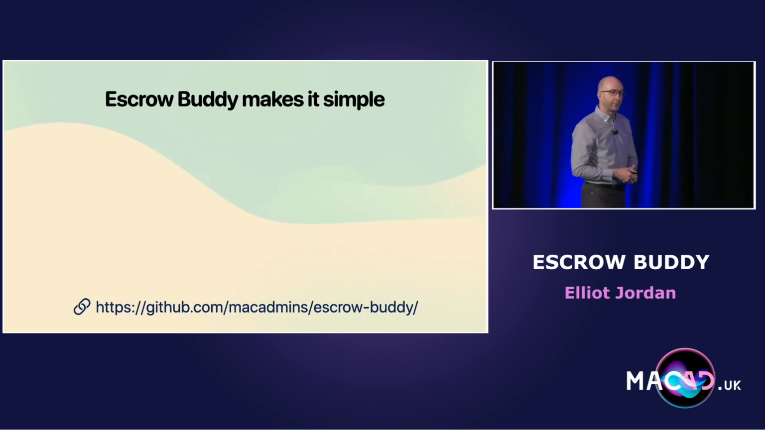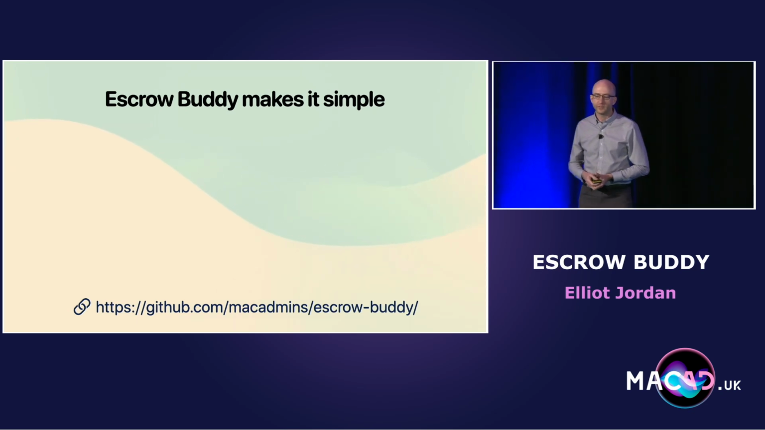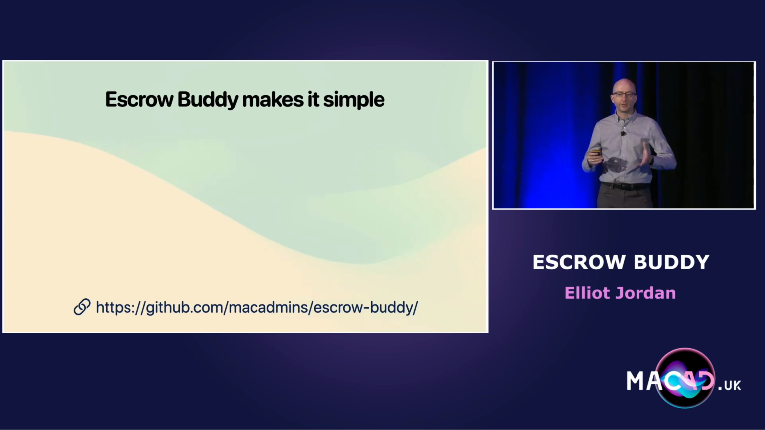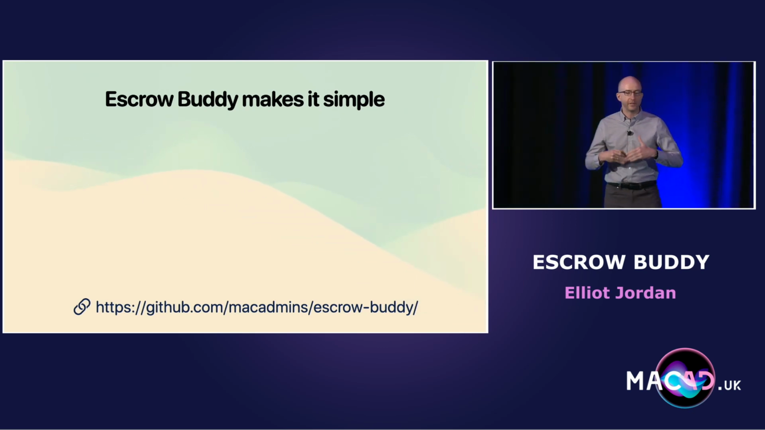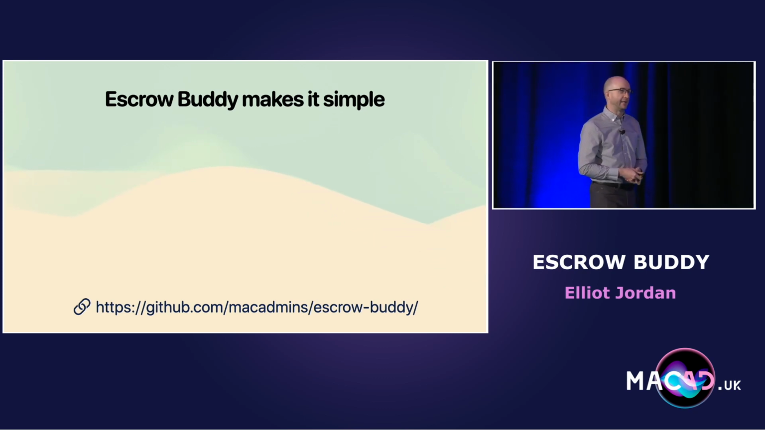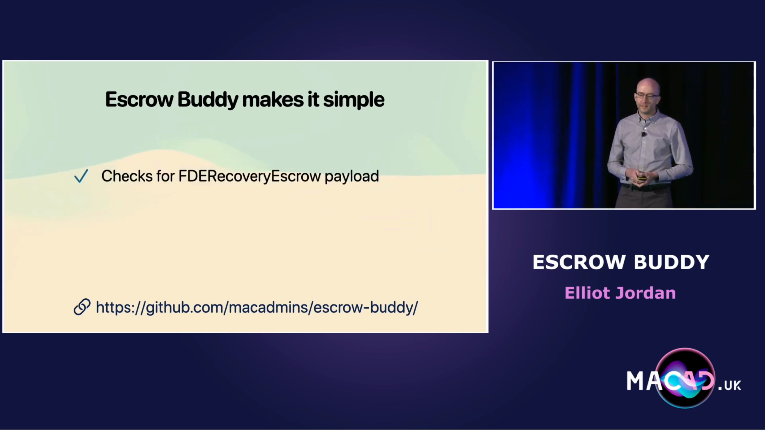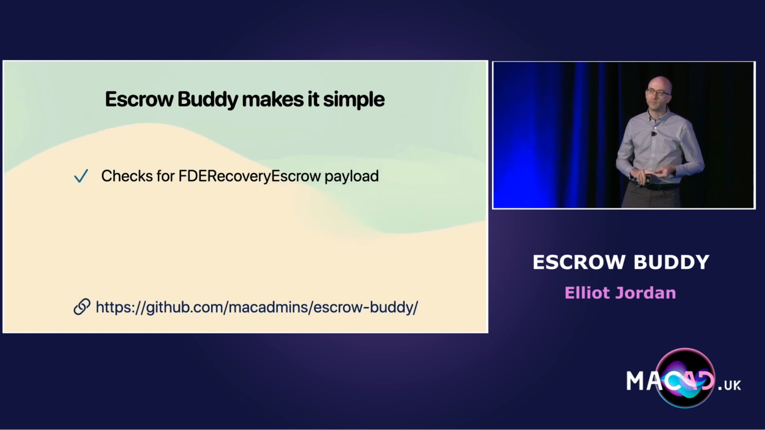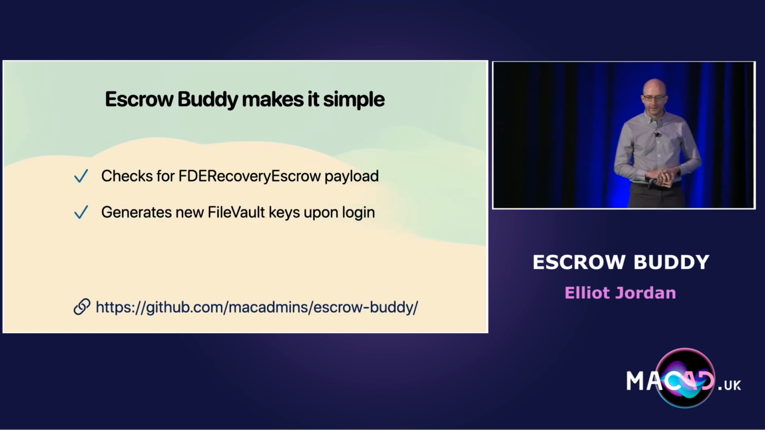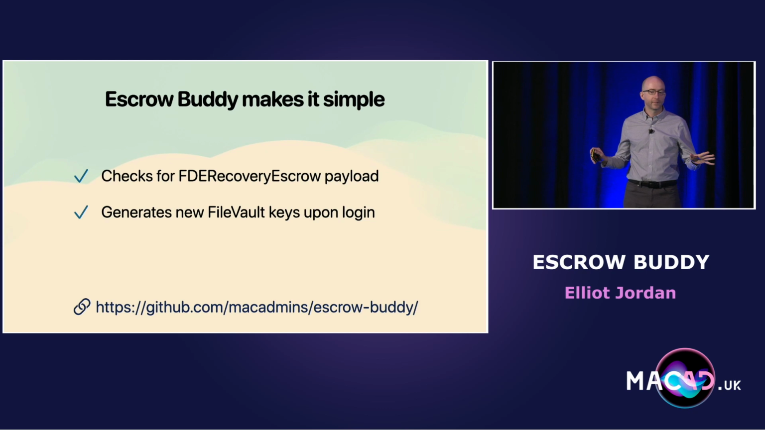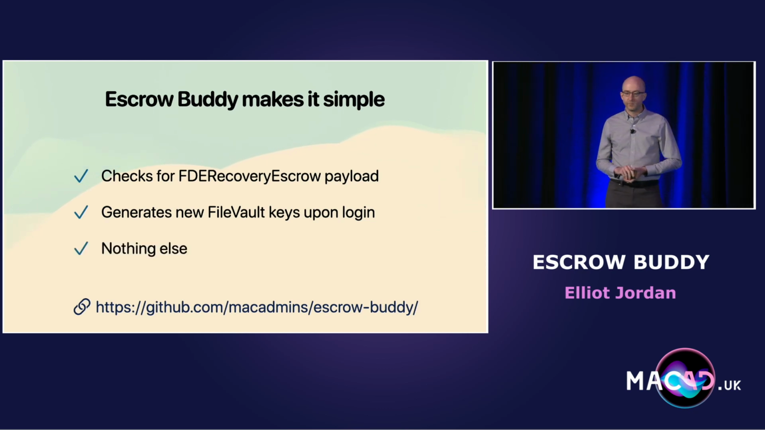So Escrow Buddy is what we came up with at Netflix, and this is a new authorization plugin as of last year. It's a stripped-down alternative to the Crypt agent that's laser focused on people who escrow to MDMs and want to generate new PRKs for that escrow at next login. So Escrow Buddy does two things, really. It just checks for the presence of a proper FileVault escrow payload, make sure that you have escrow configured on that computer via MDM. And then it generates a new FileVault key upon login and at no other time. And that's it. So relatively simple.